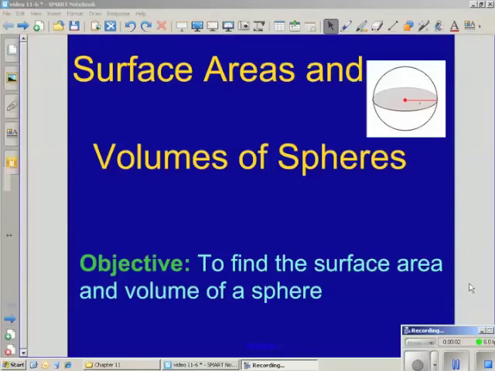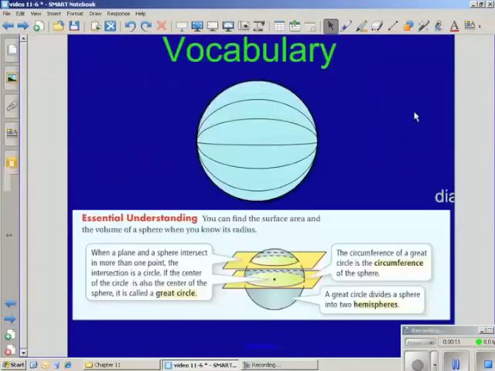Lesson 11-6, Surface Areas and Volumes of Spheres. The objective is to find the surface area and volume of a sphere. Let's look at some vocabulary.